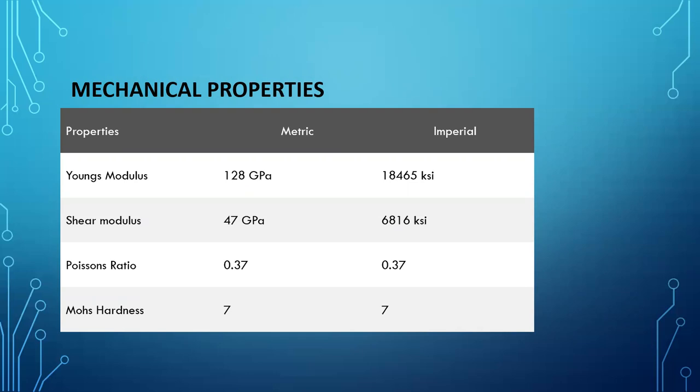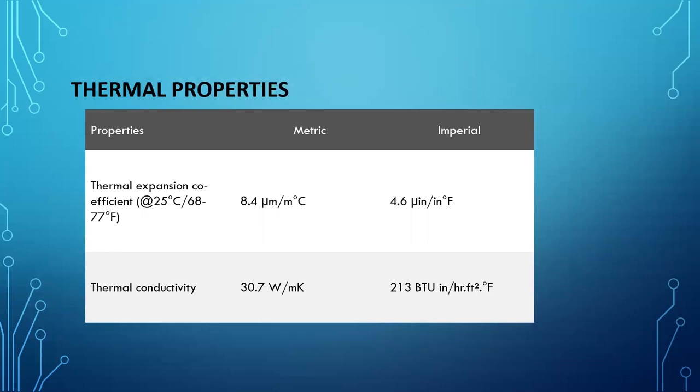Young's modulus in metric is 1 to 8 GPa, shear modulus in metric is 47 GPa, Poisson's ratio in metric is 0.37, and Mohs hardness in metric is 7. In imperial, Young's modulus is 18465 KSI, shear modulus is 6816 KSI, Poisson's ratio is 0.37, and Mohs hardness is 7. Next one is thermal properties.